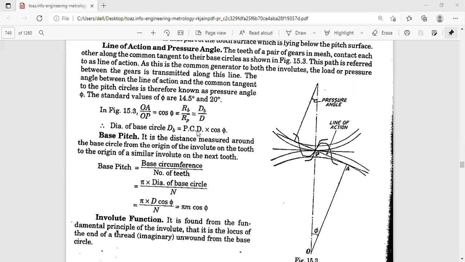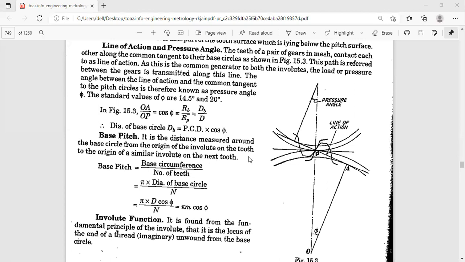So dB is equal to PCD. What is PCD? PCD is the pitch circle diameter, into cosine of the pressure angle. It may be 14.5 degrees or 20 degrees. According to the gear, you have to take it into consideration. According to the standard value, you have to take.